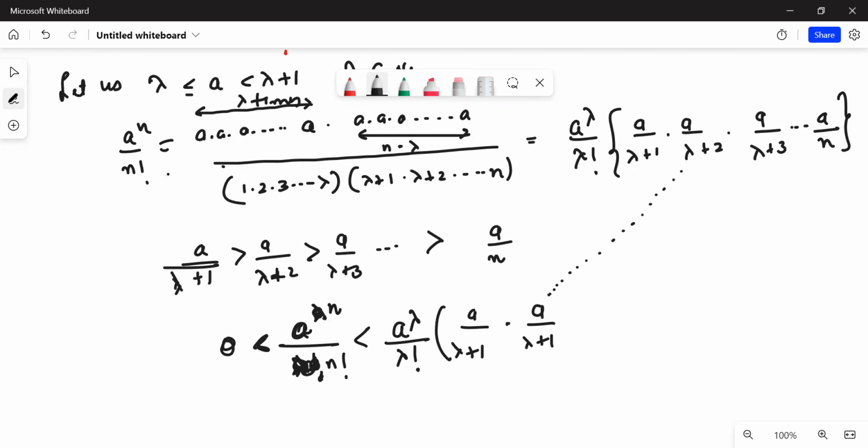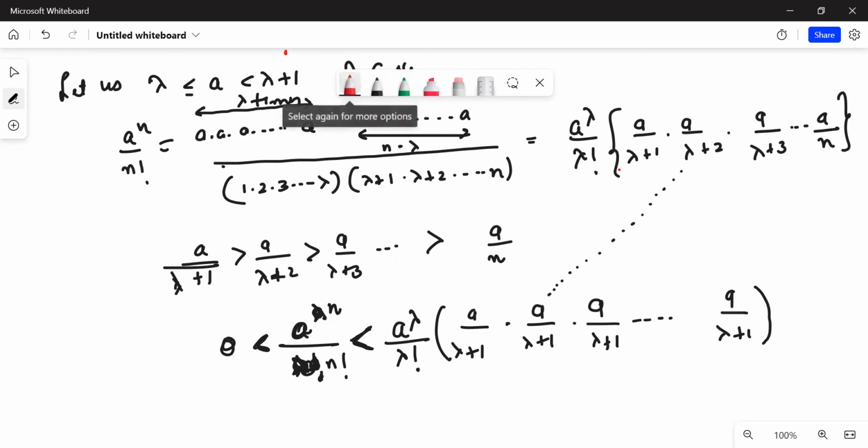So initially, a ki power n upon n factorial was equal to a ki power lambda upon lambda factorial times all these terms. Now, since I am replacing a upon lambda plus 2 by a upon lambda plus 1, you can clearly see that this part would be greater than. So this part would start becoming greater. Should I repeat it? No, sir, I got it. You got my point now?